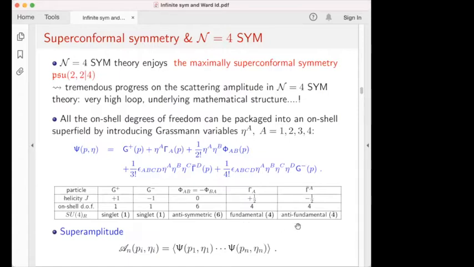And with this Grassmann variable eta, all these component fields can be packaged together to form this on-shell superfield. So we can take n on-shell superfields together and form this combination, and this gives a super amplitude. If we perform an expansion over these Grassmann variables, then we can compare the coefficients and find all the component amplitudes. So this means the on-shell superfield offers a very compact and powerful way of writing down the amplitudes in N=4 super-Yang-Mills.